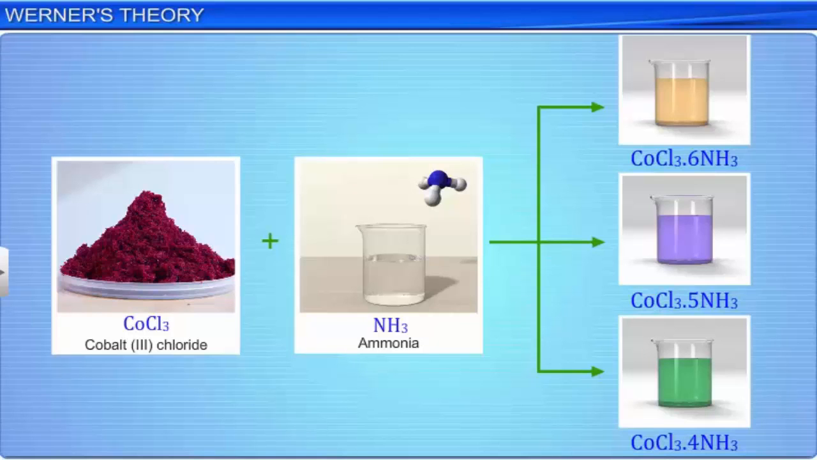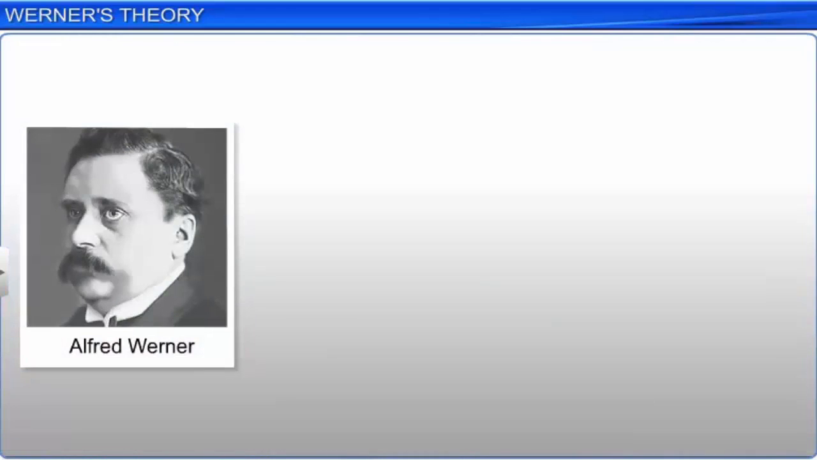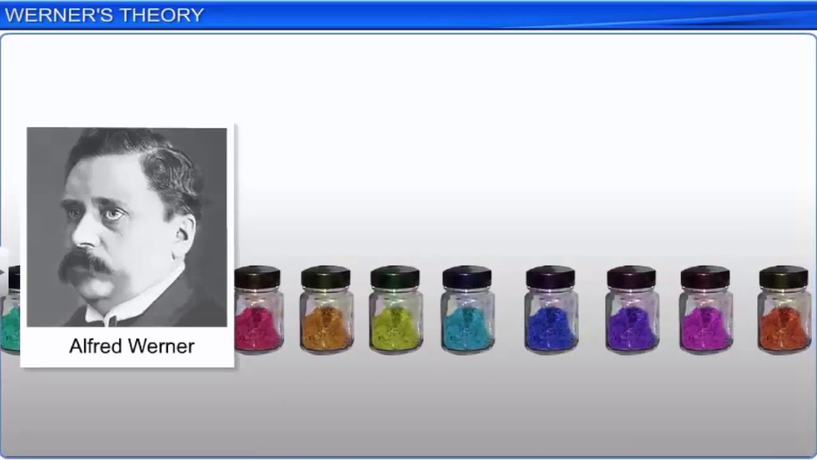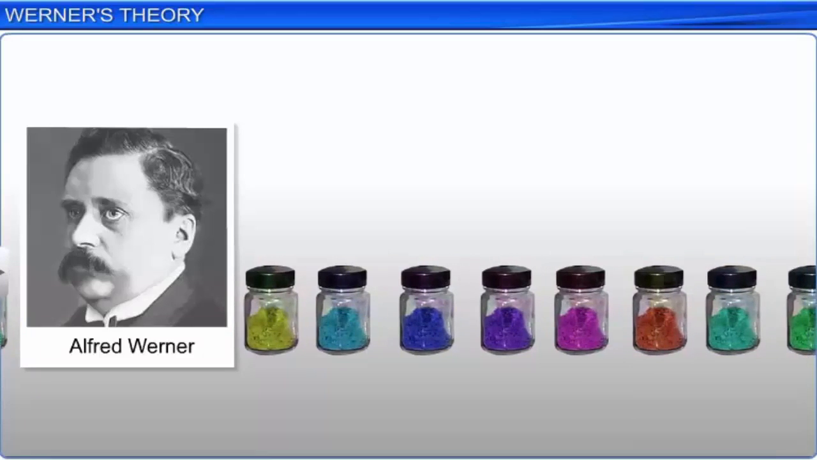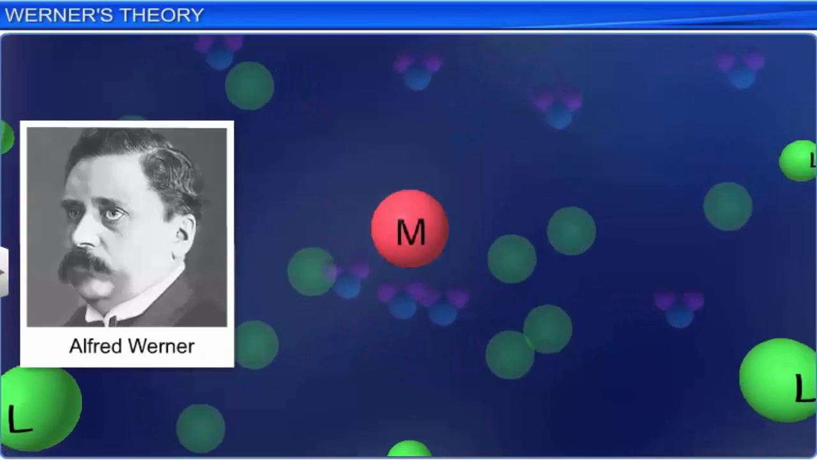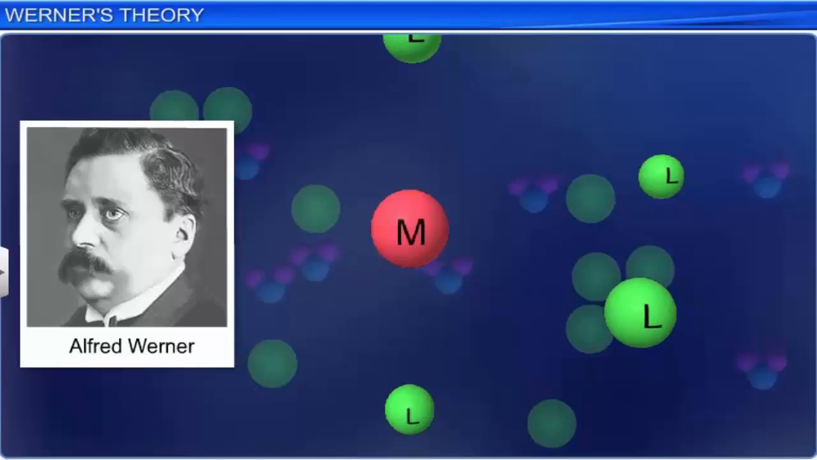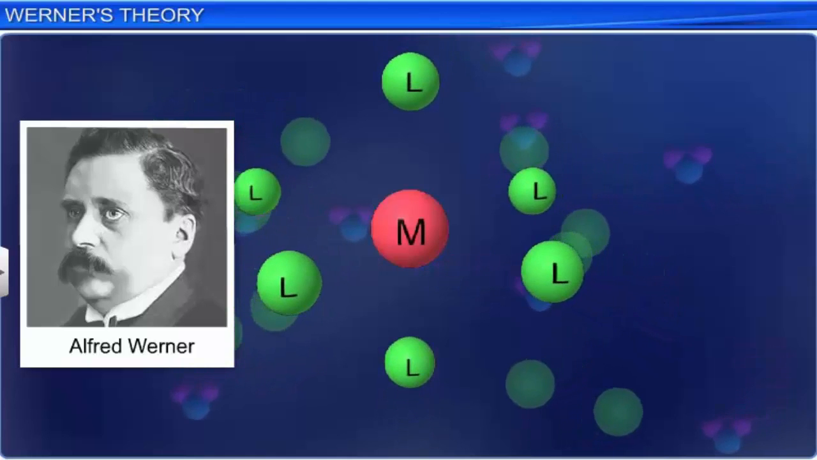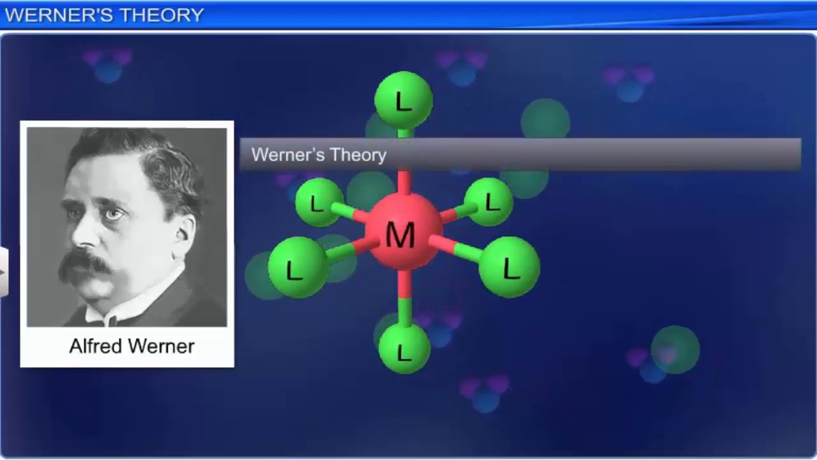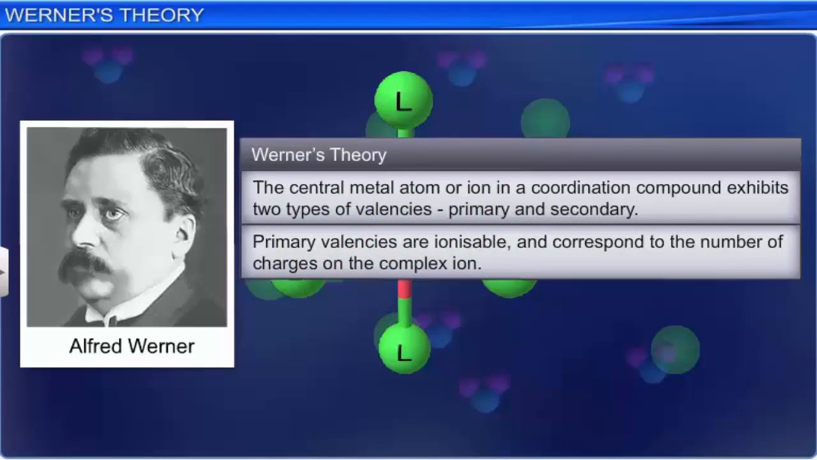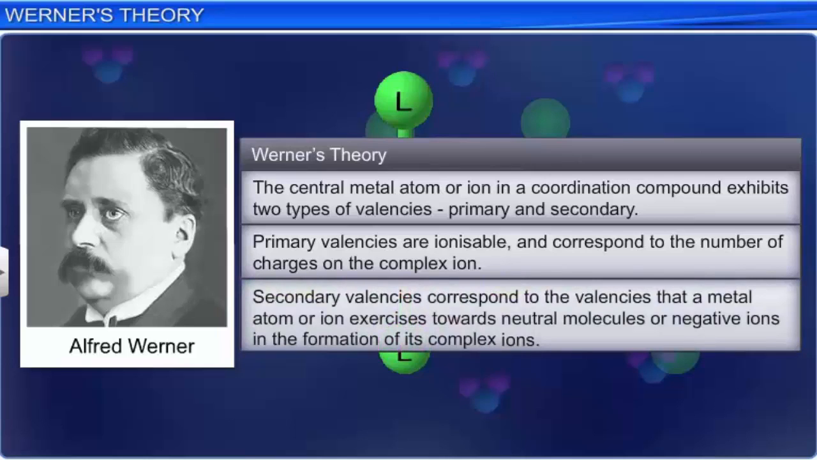Alfred Werner, a Swiss chemist, after preparing thousands of new compounds and studying their properties, put forward a theory to explain the formation of complex compounds. It was the first successful explanation for the phenomenon. The theory became famous as the coordination theory of complex compounds, which is also known as Werner's theory. His explanation of complex formation is based on some postulates.